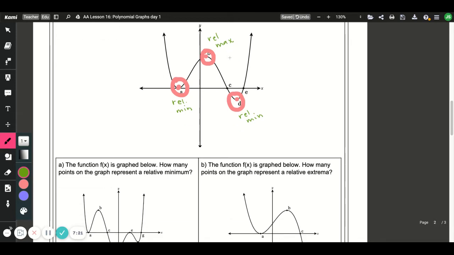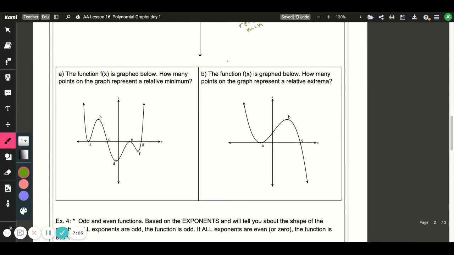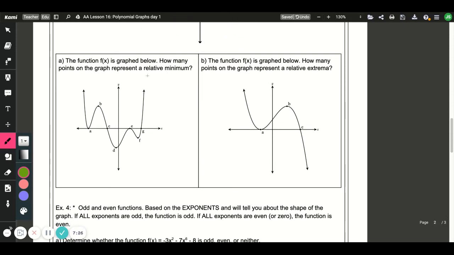I have chosen 2 of them to do examples of here. This first one asks for a relative minimum. It says how many points on the graph. They don't even ask what they are, just how many are there. How many points on the graph represent a relative minimum? So how many points are at the bottom of a dip? You have 1, there's 2, and 3. So there are 3 relative minimums. B and E are relative maximums.